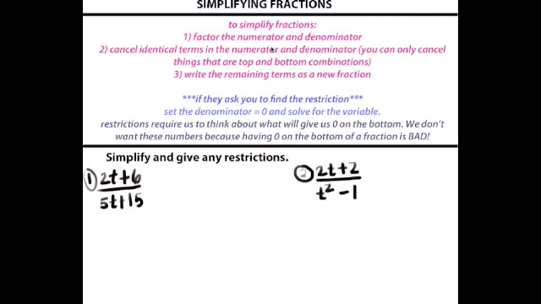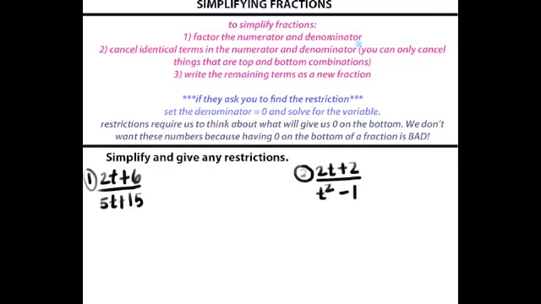Then, once you've factored, you want to look at the top and bottom and cross things out that look exactly the same. I've given you this little note in the parentheses to remind you that you have to cross things out in a top and bottom combination. So if you have two things on the top of a fraction that look exactly the same, they don't cancel out. It has to be top-bottom combinations, not top-top or bottom-bottom, okay? And then once you've canceled everything out, write all the remaining things as a new fraction.